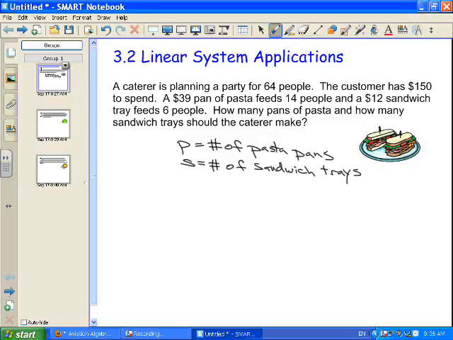I didn't have breakfast either. Now everybody knows. Sandwich tray sounds really good.